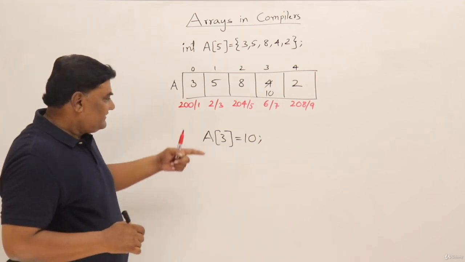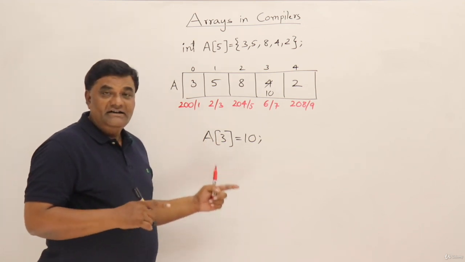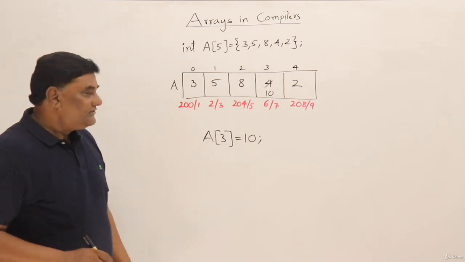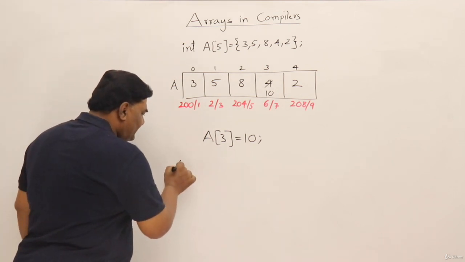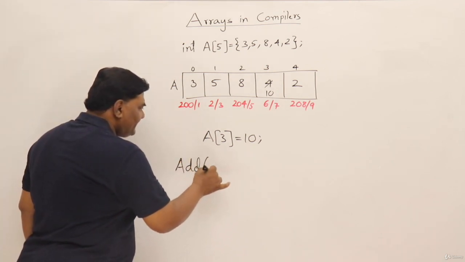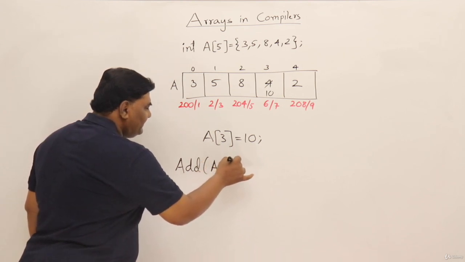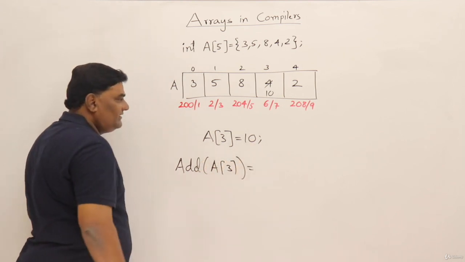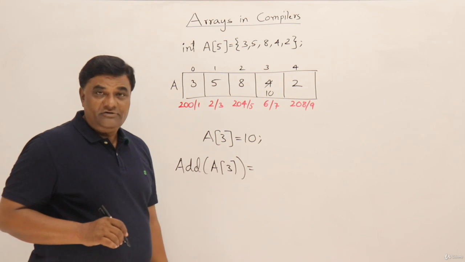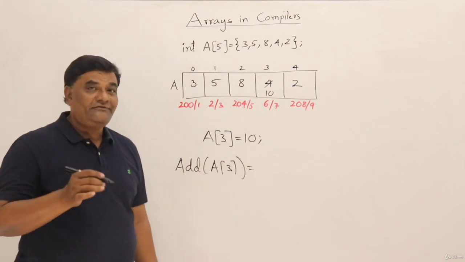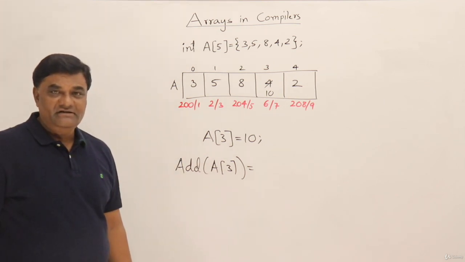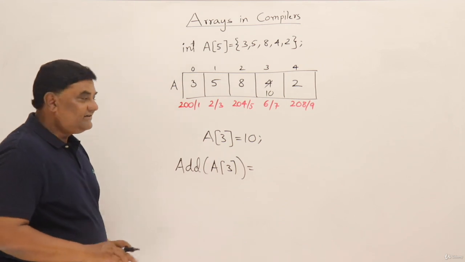So how will this code of our program get converted into machine code? Actually, the compiler needs the address of the location a of 3. So how is it obtained? At compile time, the address cannot be known, so the compiler will write down a formula for obtaining the address. Let us see how that formula looks.